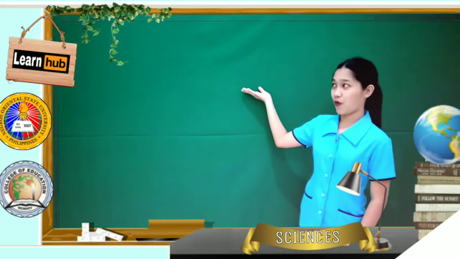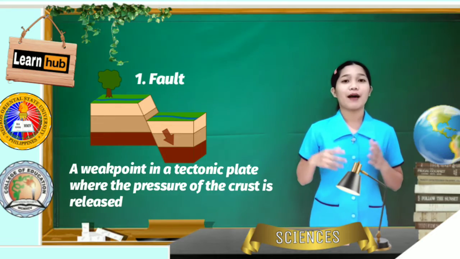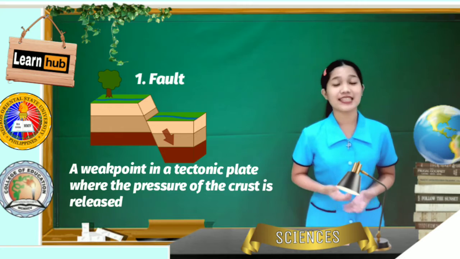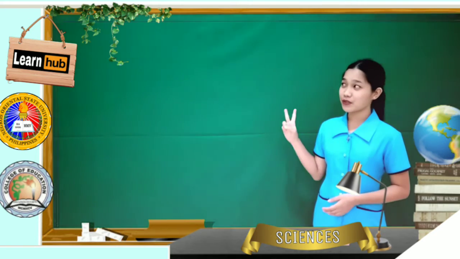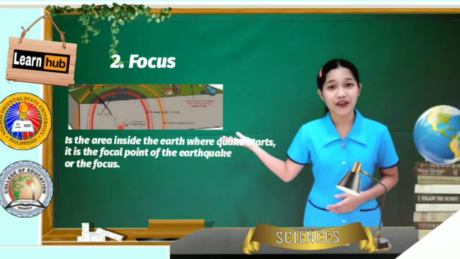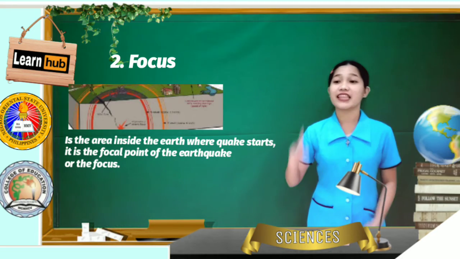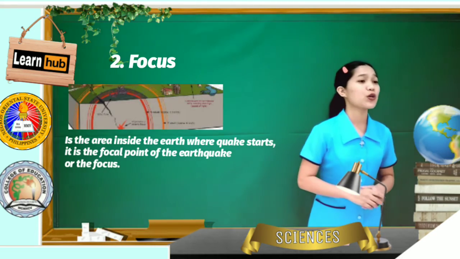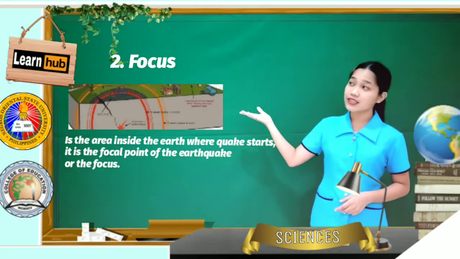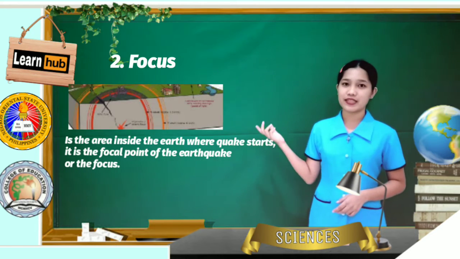So number 1 is fault. When we say fault, it is the weak point in the plate tectonic wherein the pressure inside the crust is released. And number 2 is the focus. Focus, it is the area inside the earth where the earthquake starts. Take note that focus is also called the focal point and hypocenter. Focus, it is also centered to the portion of the faults which has the greatest movement.